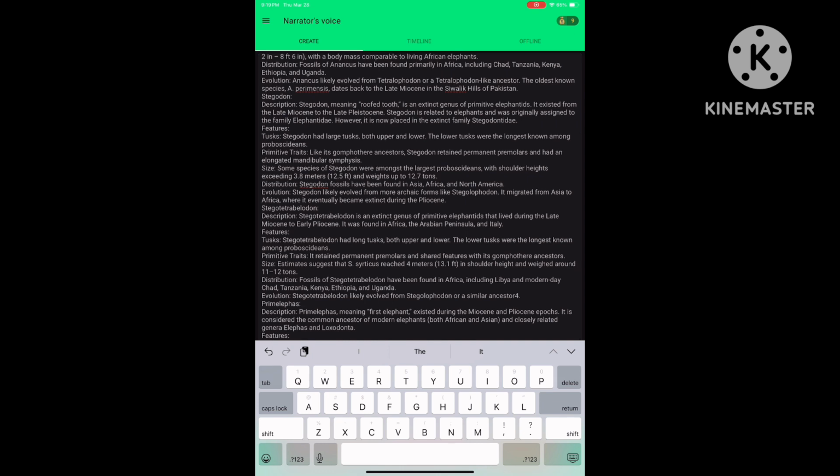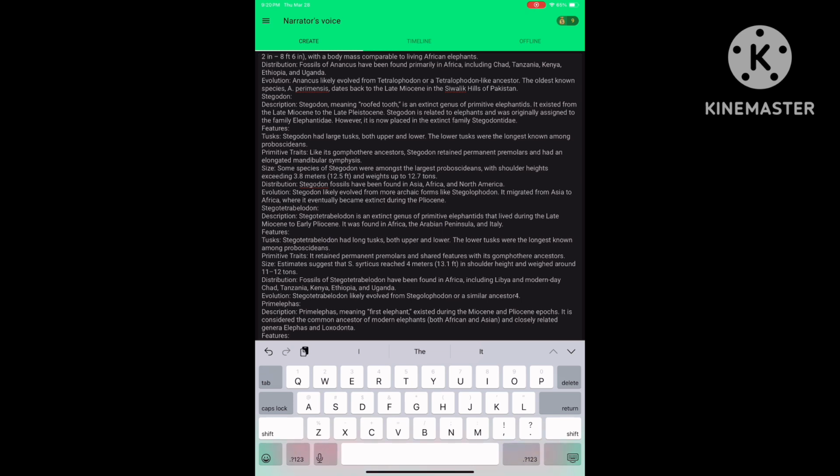Stegodon. Description. Stegodon, meaning hoofed tooth, is an extinct genus of primitive elephantids. It existed from the late Miocene to the late Pleistocene. Stegodon is related to elephants and was originally assigned to the family Elephantidae. However, it is now placed in the extinct family Stegodontidae.